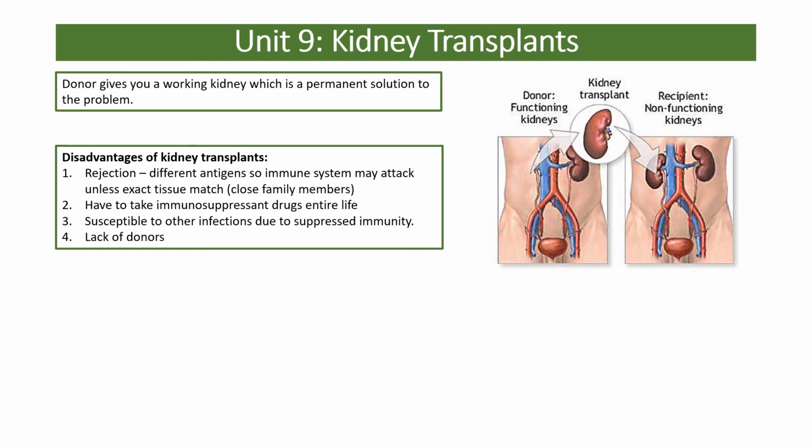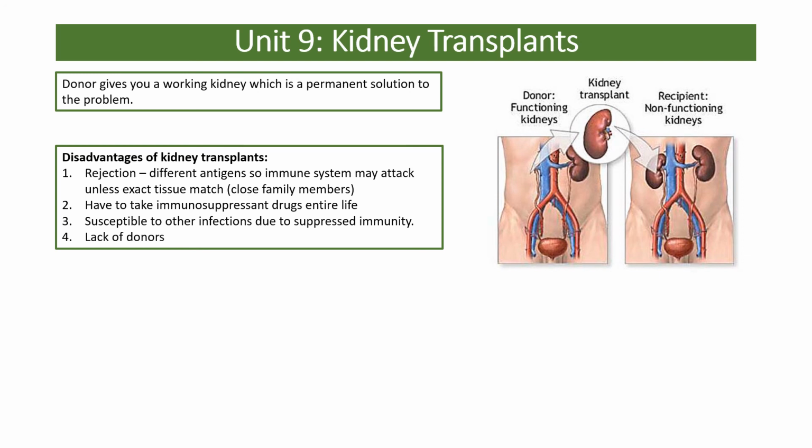So the immune system then might do what we call autoimmune disease, where it attacks those kidneys and it causes rejection. And this is why we try and have exact tissue matches, i.e. normally close family members, because the closer you are related, the less likely that your antigens are going to be different from the other person's.